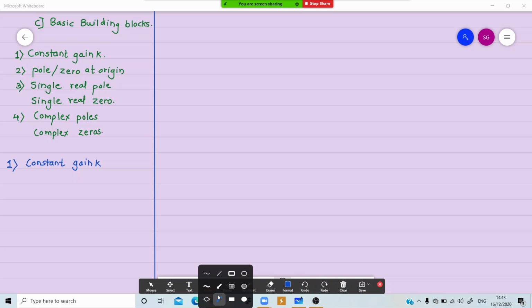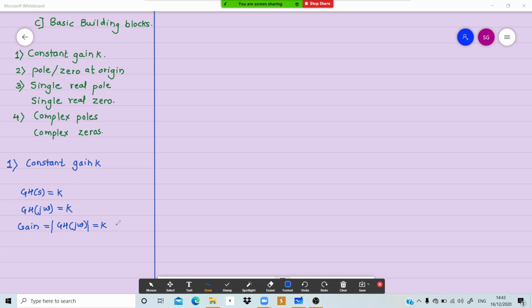Correct. Now constant gain K, let us say your transfer function is a gain, just a number, GH of S is equal to K. And you know that we are in the frequency domain, so we are supposed to write GH of J omega, no change on K because it's just a number, it will be just K, correct? So if you are talking about gain over here, that is magnitude of GH of J omega, very simple, that is just K, correct?